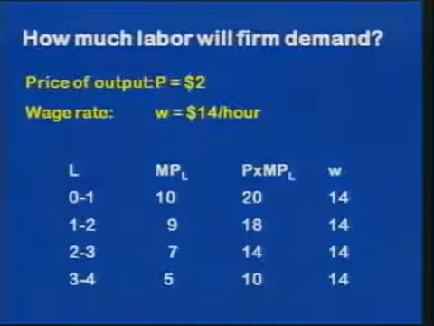Profits would go down. So essentially what the firm is doing as a thought process is comparing the wage against the extra revenue the firm gets from hiring extra workers, and that extra revenue depends on the marginal product of the worker and the price of the output.